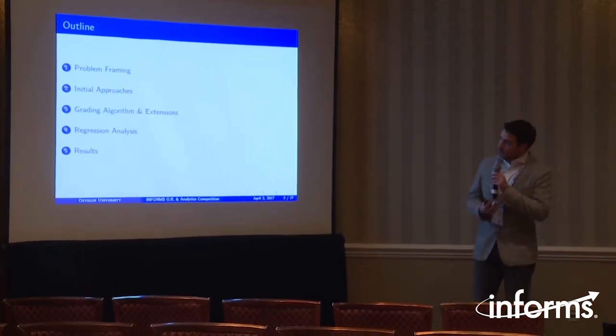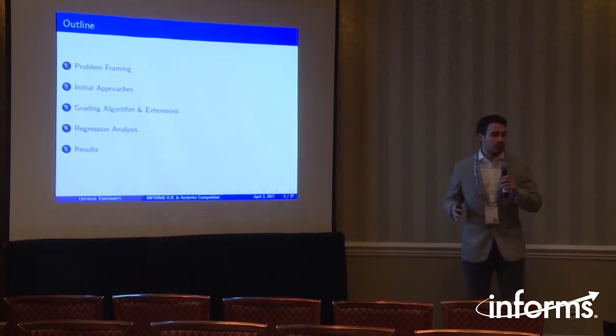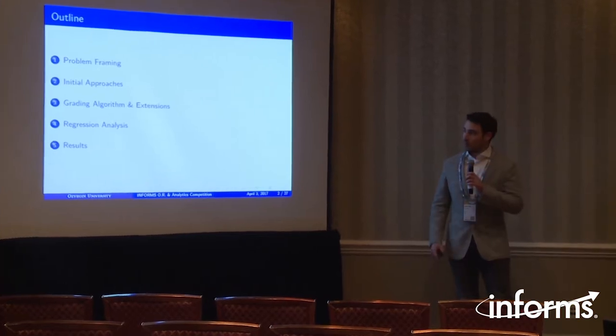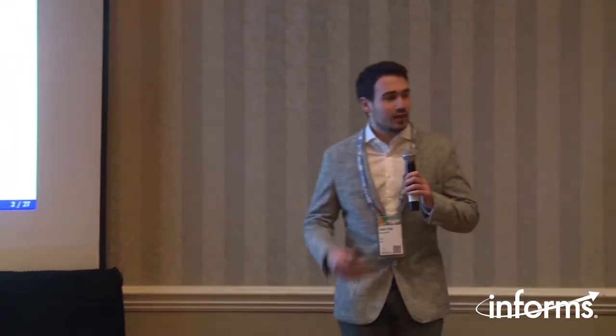We divided our presentation into 5 main parts. In the first part, I'll talk about how we framed the problem, and then I'll mention some of our initial approaches to the problem, where we gained some insight into the data. And then I'll be talking about our game changer, the grading algorithm implemented, and some extensions to it. And in the fourth part will be regression analysis, where we forecasted the yield of the soybean varieties. And lastly, I'll share our results with you. And now I'd like to start with the problem framing part.